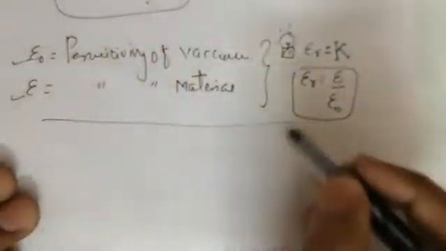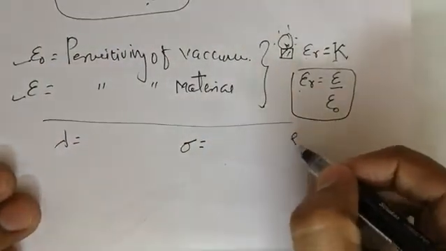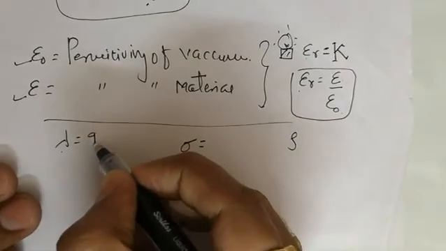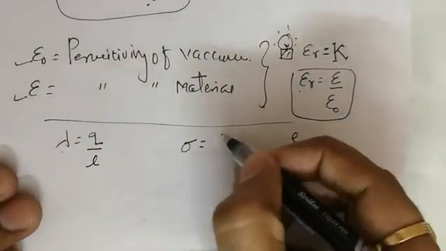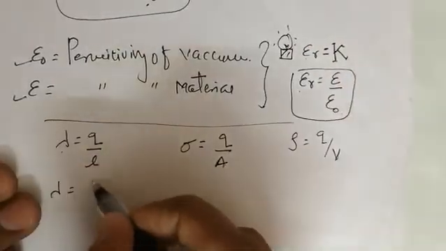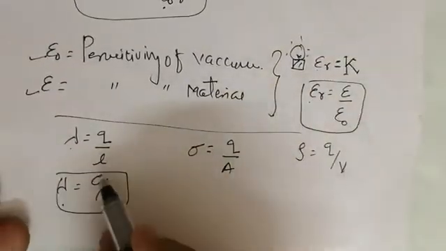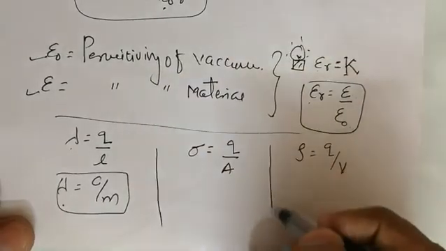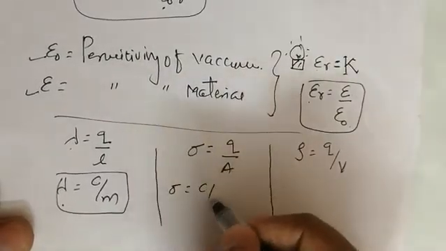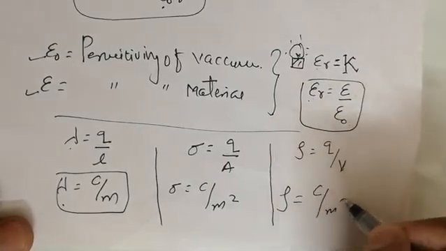One more thing I want to remind you is that there are three different charge densities. One is lambda, the ratio of charge to length. Another is charge to area. Another is charge to volume. The unit of lambda is coulomb per meter, called the linear charge density. This is the formula where we have used lambda. Next is sigma, which is coulomb per meter square. And next is rho, which is coulomb per meter cube.